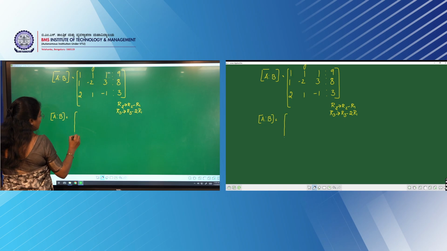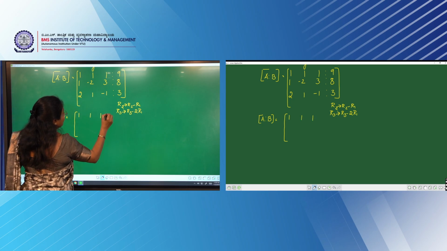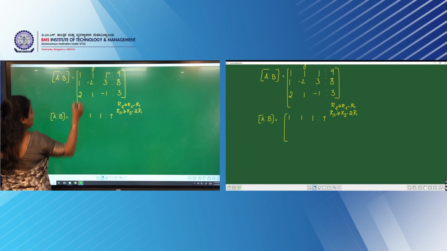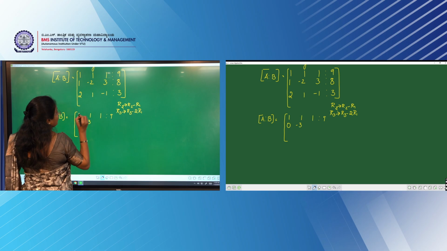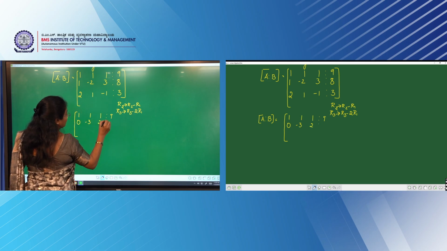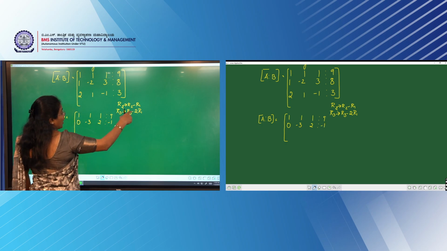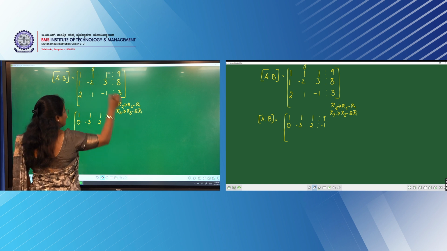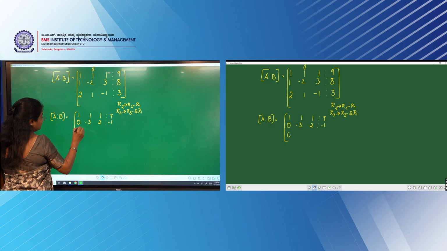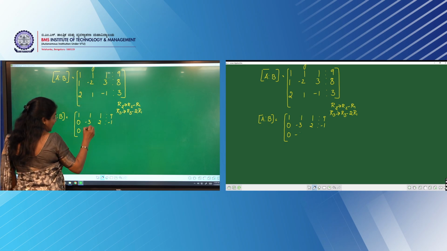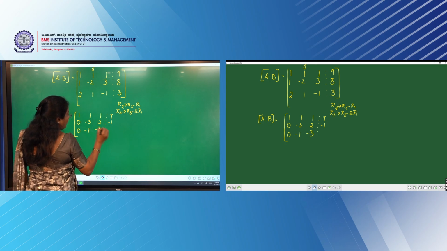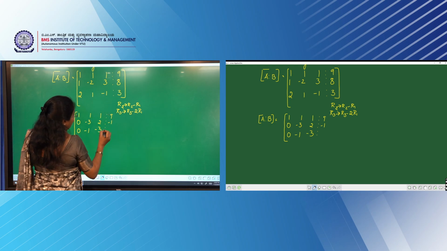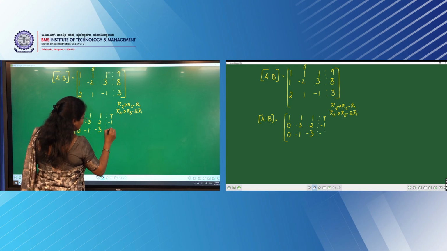So what happens now? 1, 1, 1, 9. Then 1 minus 1, 0. Minus 2 minus 1, so minus 3. 3 minus 1, 2. 8 minus 9, minus 1. And now R3 changes to R3 minus 2R1. I should multiply 2 to row 1. So 2 minus 2, 0. 1 minus 2, minus 1. Minus 1 minus 2, minus 3. 3 minus 9 is minus 6.